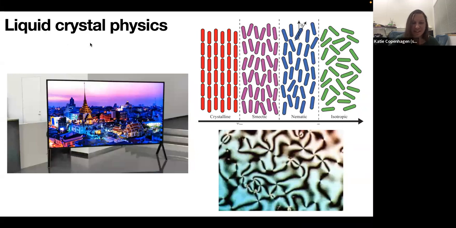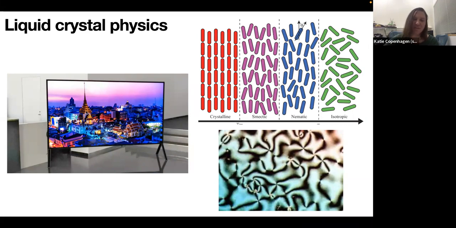Liquid crystals are materials that are made out of rod-shaped molecules, and they have different phases that go from anywhere from crystalline, where all of your positions and orientations of your molecules are organized or well structured, to an isotropic phase where all of your positions and directions are completely random. Our system falls into this nematic phase where all of the molecule directions are aligned, but their positions are random.